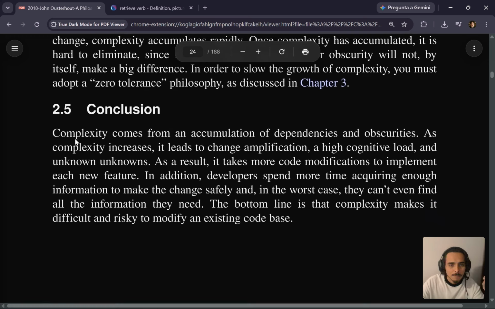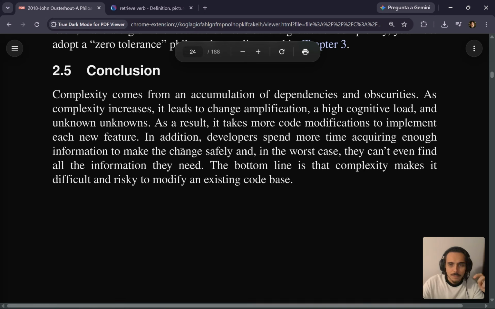Conclusion. Complexity comes from an accumulation of dependencies and obscurities. As complexity increases, it leads to change amplification, a high cognitive load, and unknown unknowns. As a result, it takes more code modifications to implement each new feature. In addition, developers spend more time acquiring enough information to make the change safely, and in the worst case, they can't even find all the information they need. The bottom line is that complexity makes it difficult and risky to modify an existing code base.